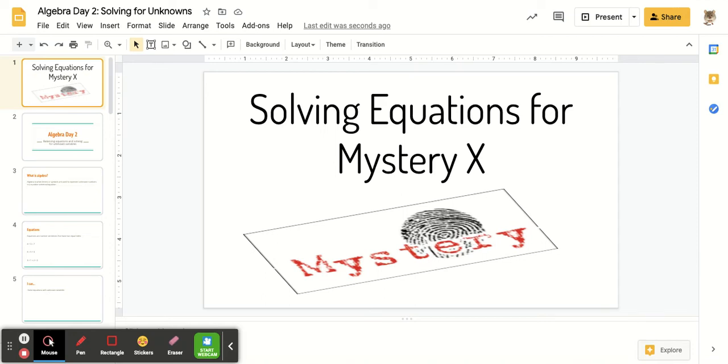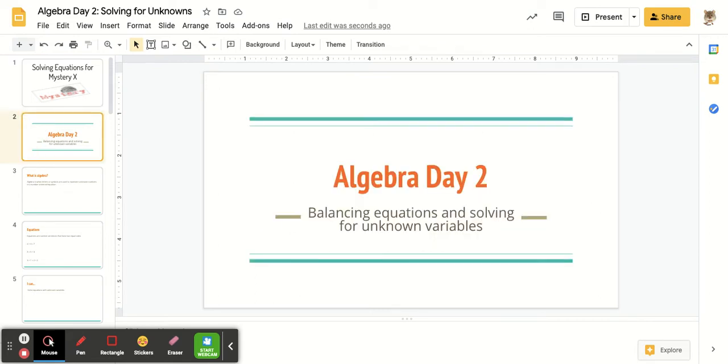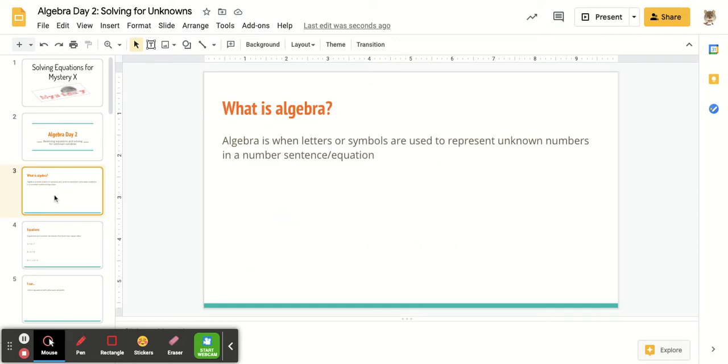Solving equations for mystery x. So we're on to day 2 of our algebra, and we are going to be not only balancing equations, but we're going to be solving for unknown variables. So first of all, what is algebra? Algebra is when letters or symbols are used to represent unknown numbers in a number sentence or in an equation.